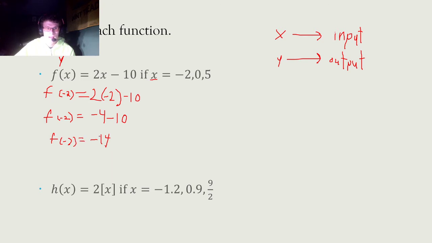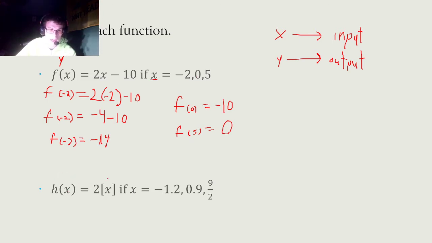All right? So that's what you would get if you solve for f of -2. You just substitute in x, solve for f of x, or y is another way to put it. So f of 0 would be -10, and then f of 5 would be 0, just so that you can check over your answers. You just plug it in and solve.